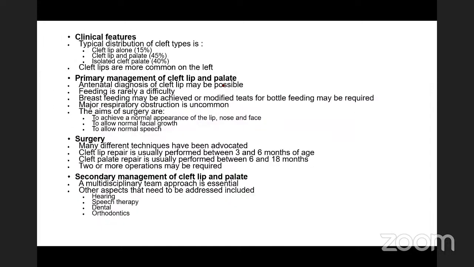Now, the clinical features. Now, what is the pattern of cleft lip and palate? The typical distribution of cleft types is cleft lip alone is 15%, cleft lip and palate is 45%, isolated cleft palate is 40%. Now you can see cleft lip and palate combined has the highest frequency, followed by isolated cleft palate. Cleft lip, again, you should know, is common on the left side.